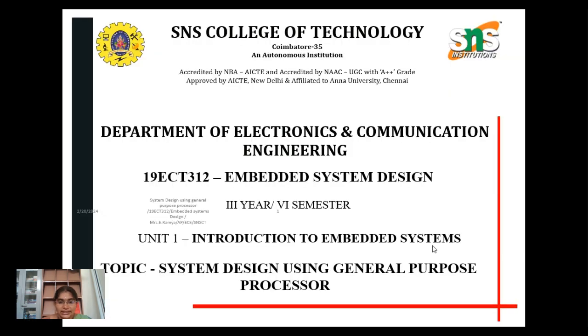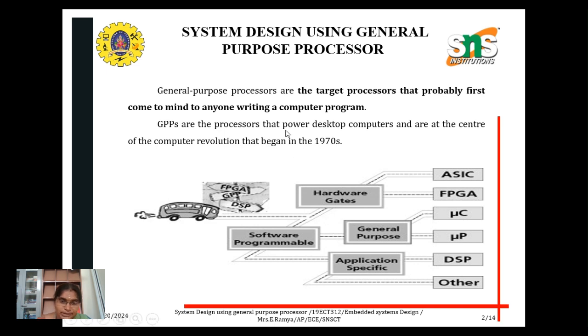Okay, so let's discuss the general purpose processor, or the target processor, that probably first comes to mind to anyone writing a computer program. General purpose processors are the processors that power desktop computers, and are the center of the computer evolution that began in 1970. So in this diagram we can see the evolution of the processor: DSP digital signal processor, microprocessor, microcontroller, field programmable gate array, application specific integrated circuit.